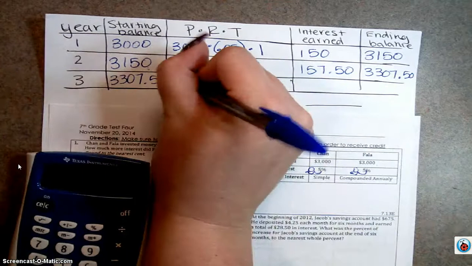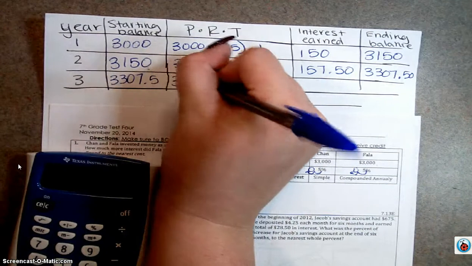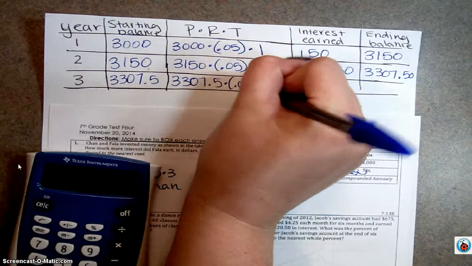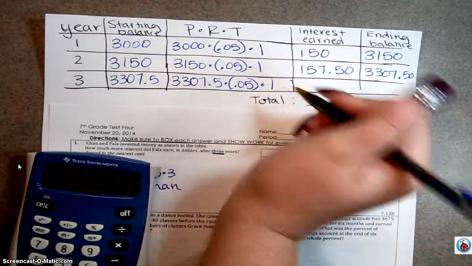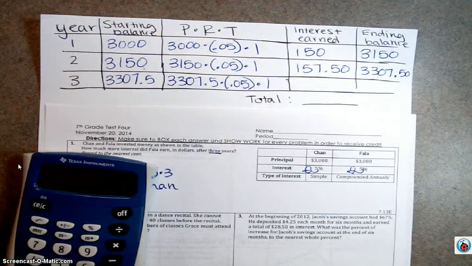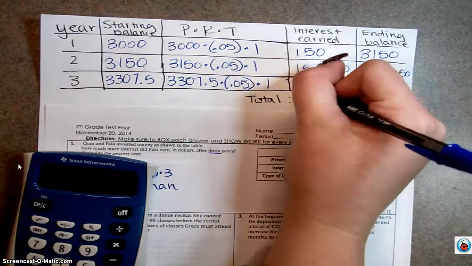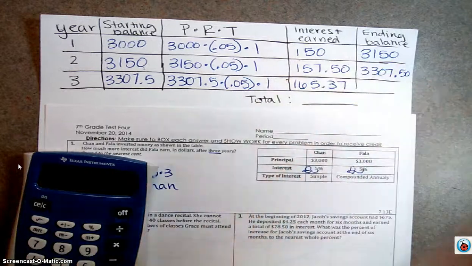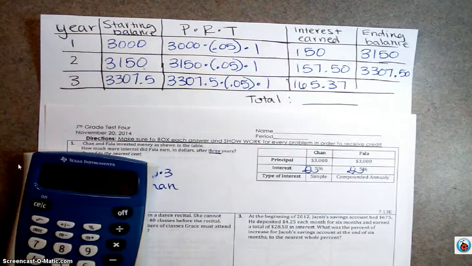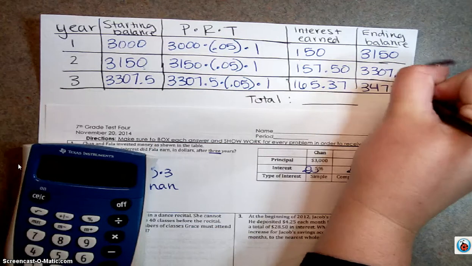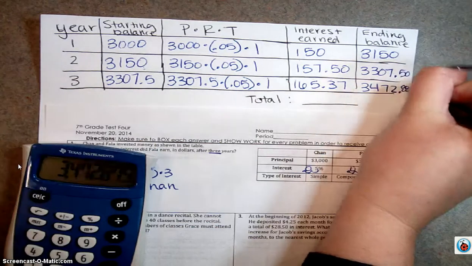Okay, so that's going to be my starting balance for the last year we're doing. It's also my principal in my formula. Times the rate times the time. Okay, type it in. $165.37. So I add that to my starting balance. You get $3,472.88.